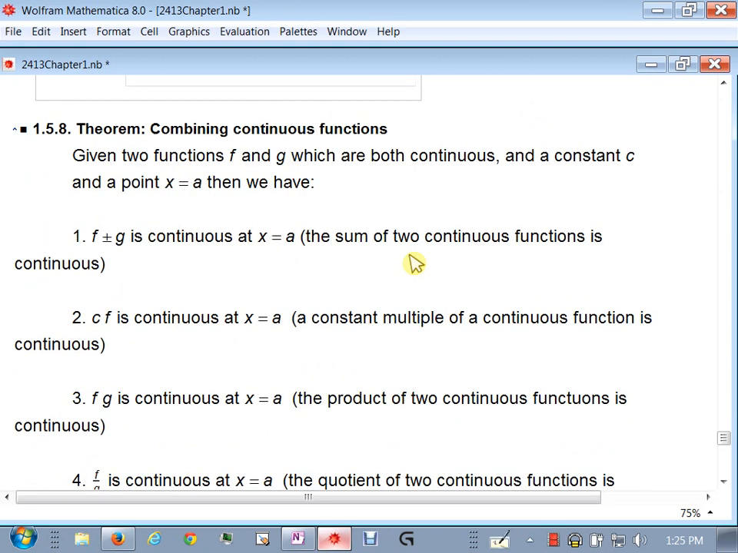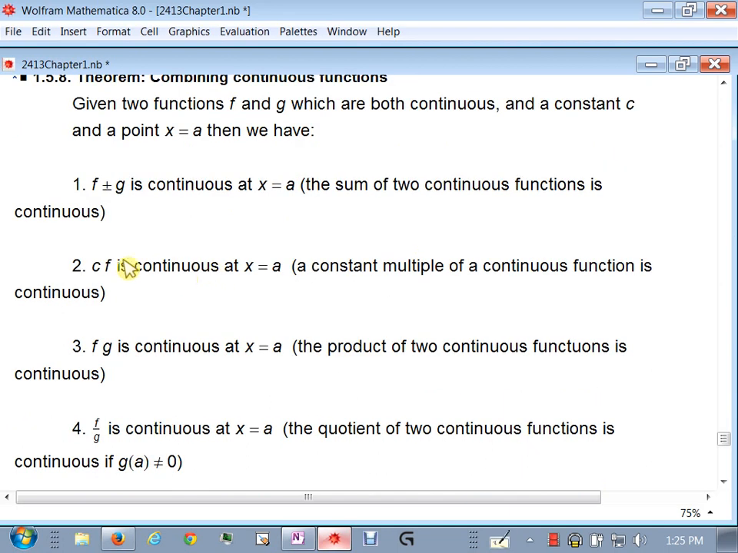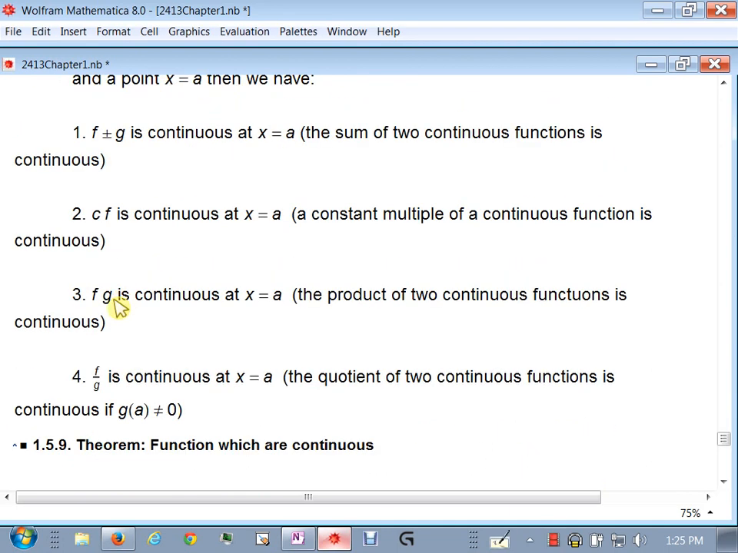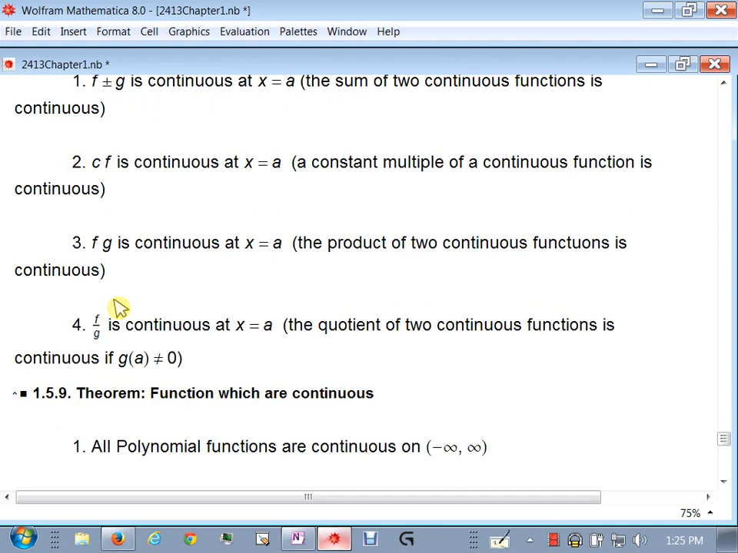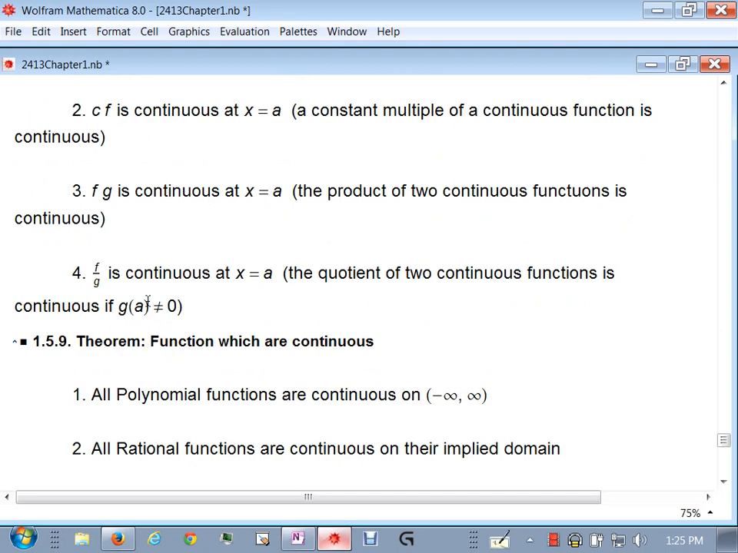All right, these are some properties of functions that are continuous. If you have two continuous functions and you add them together, it's still continuous. Multiply by a constant, still continuous. If you multiply two functions that are continuous, your result is continuous. If you divide two functions that are continuous, it's continuous, so long as the denominator is not 0.